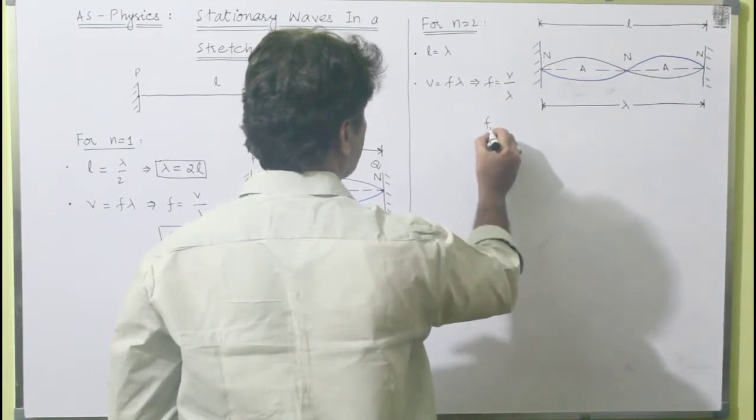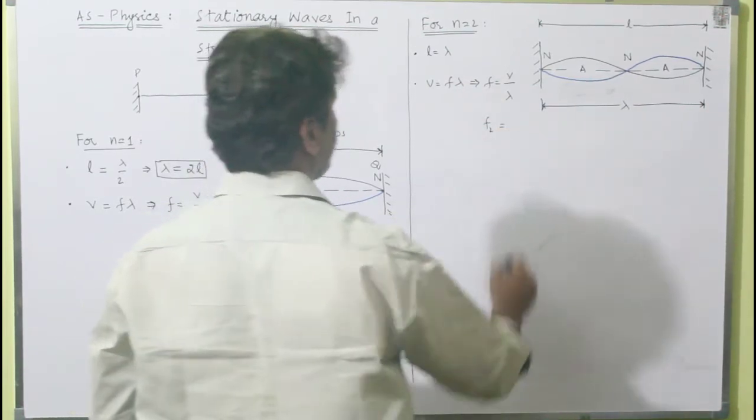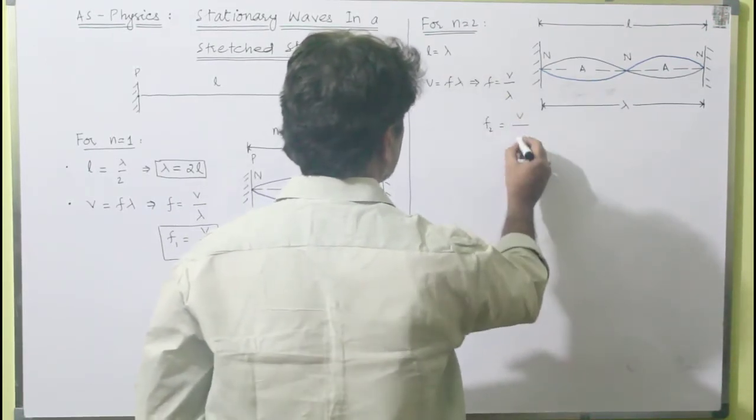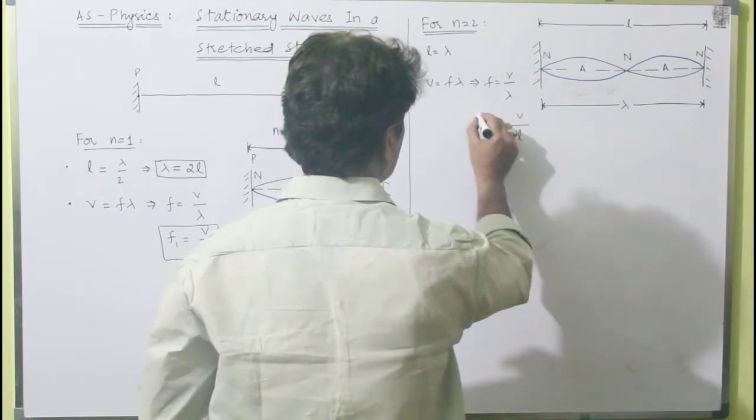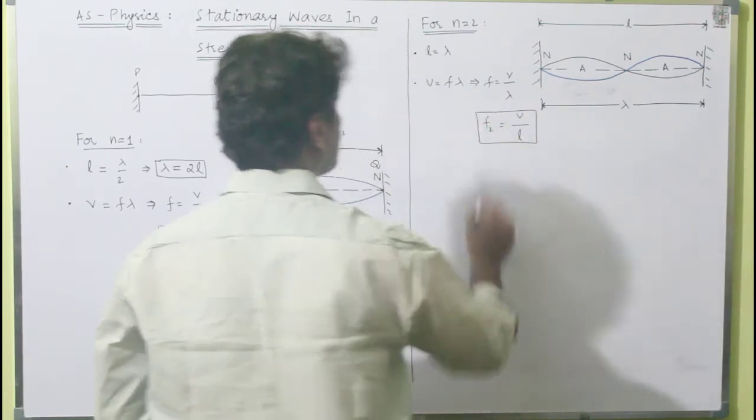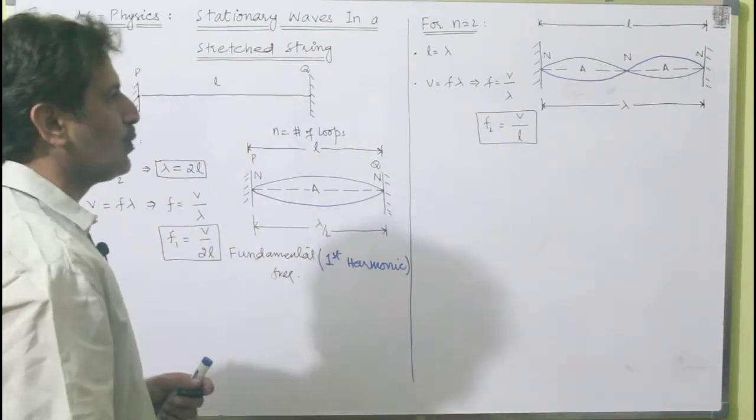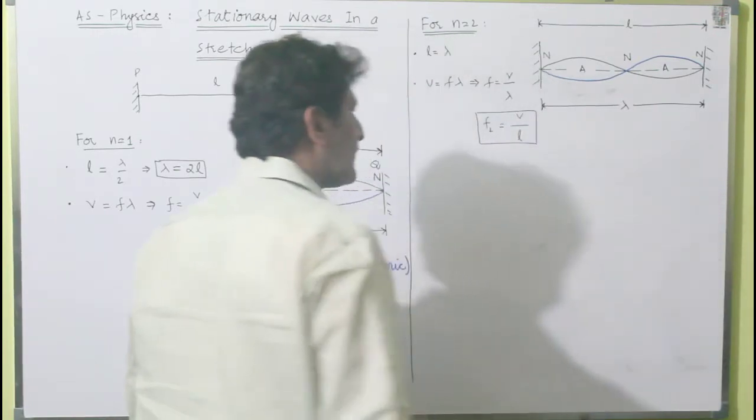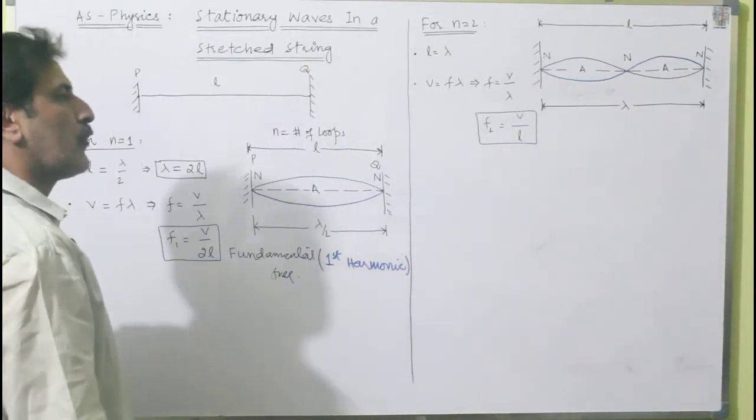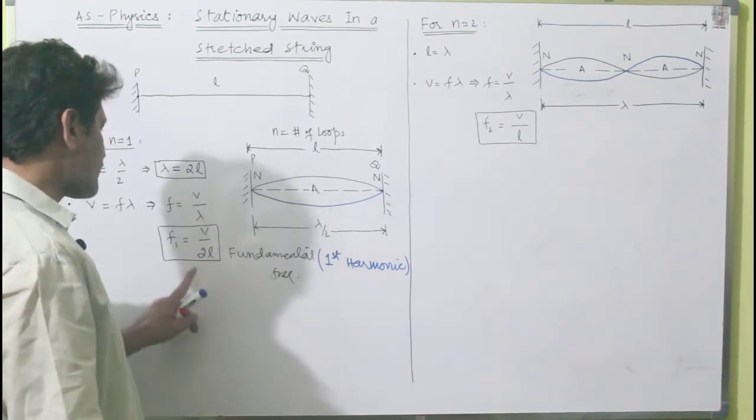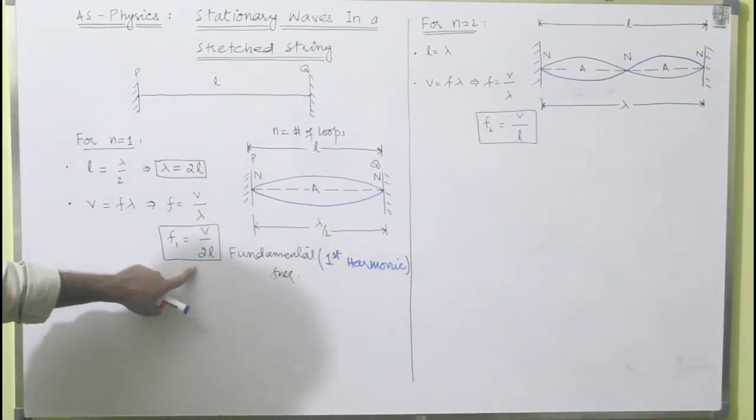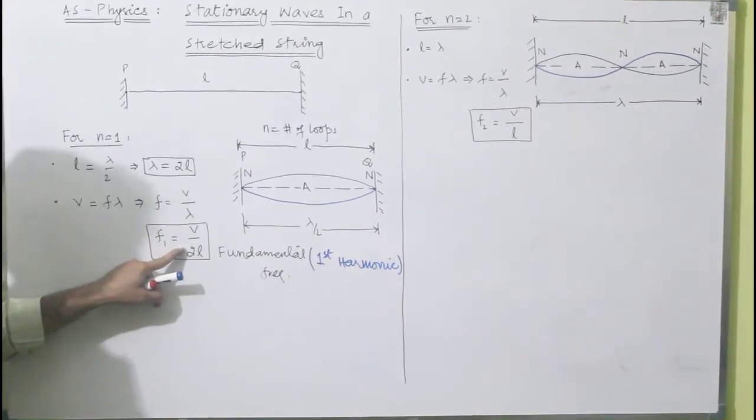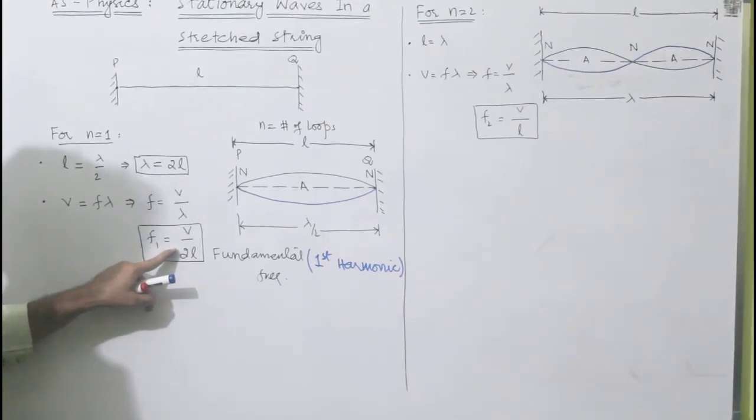Because we have generated the two loops, we will write here f2, and we will substitute the value of lambda from the first point, that is L. So it will be the formula to calculate the frequency when we have generated the two number of loops in this string. And now we want to show this frequency for the two number of loops in terms of the fundamental frequency, which we have calculated in the first part for n is equal to 1. So we have here 2 as a multiple of length.